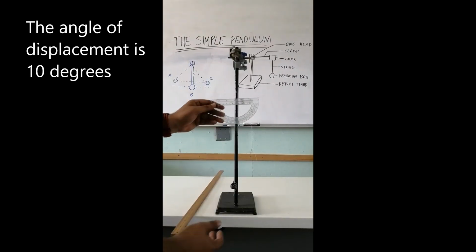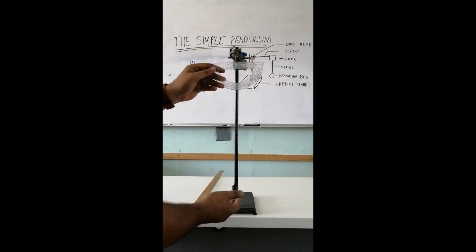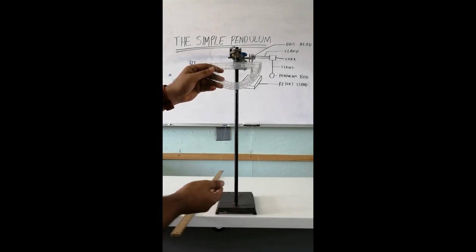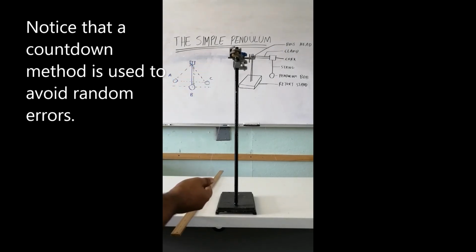The protractor will be placed with 0 at this position here, at equilibrium position, and the pendulum bob will be displaced at 10 degrees. The protractor is removed and the bob is released.